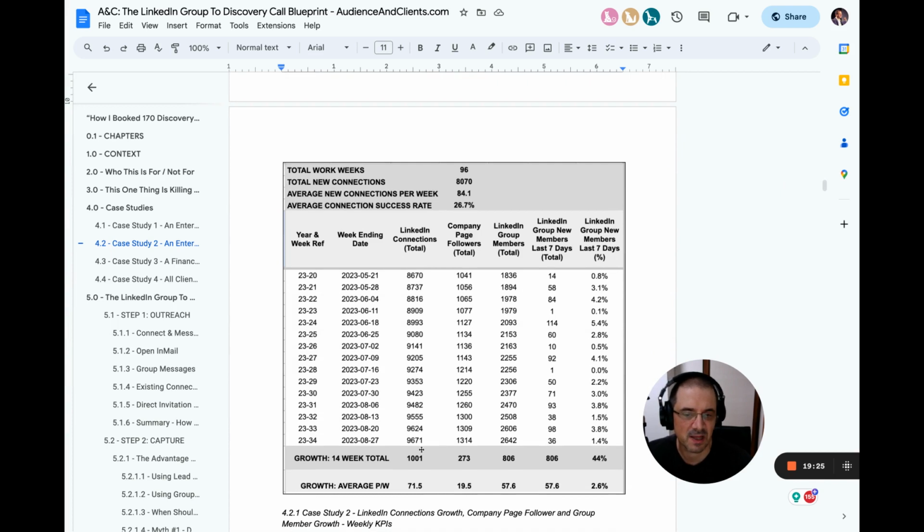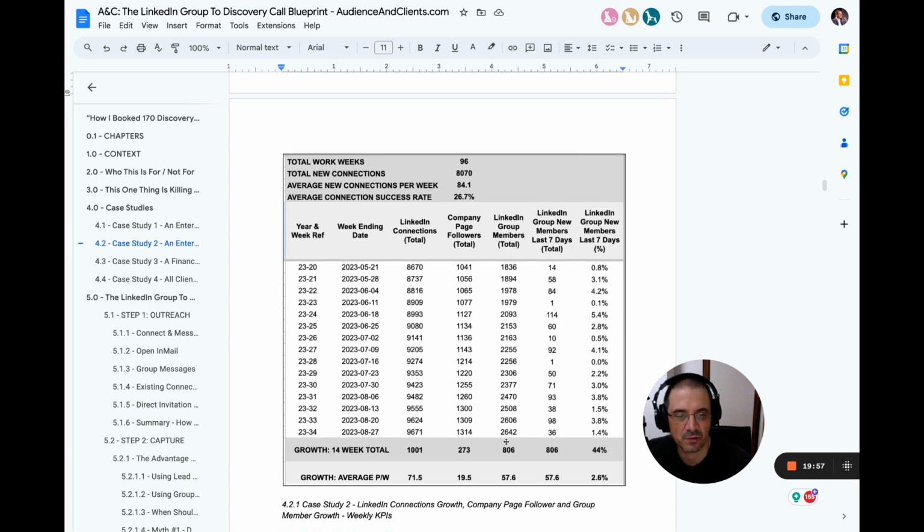So here in this table, you can see their account growth. More than 1,001 LinkedIn connections were added over a 14-week period. 273 new company page followers were added. 806 new LinkedIn group members were added. So that breaks down as an average 71.5 new connections per week, 19.5 page followers per week, and 57.6 new LinkedIn group members every single week.